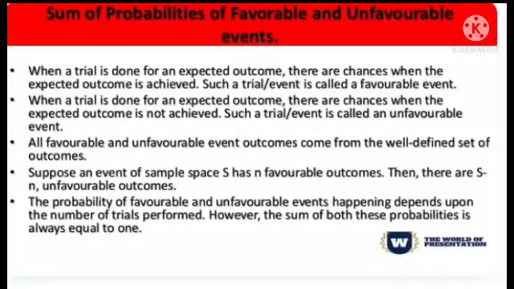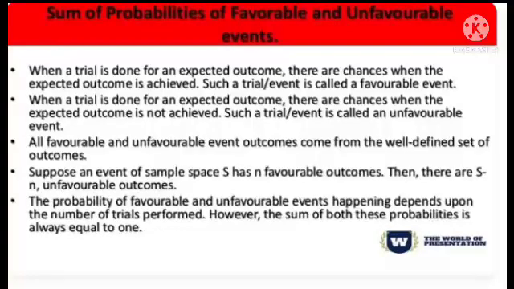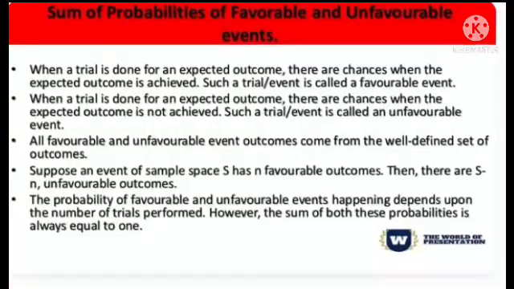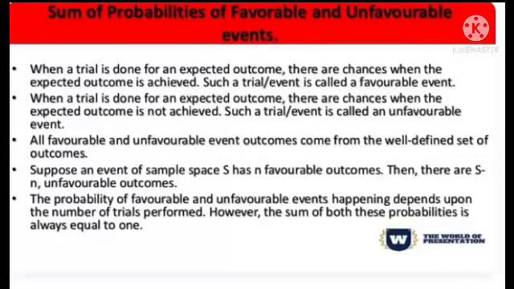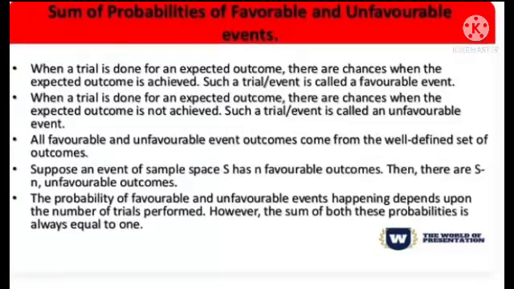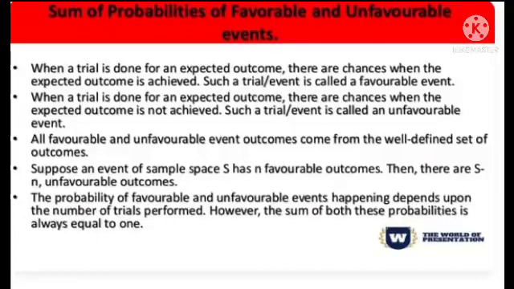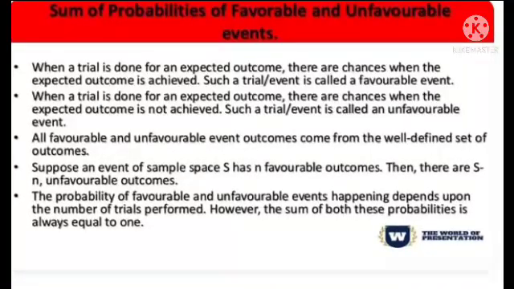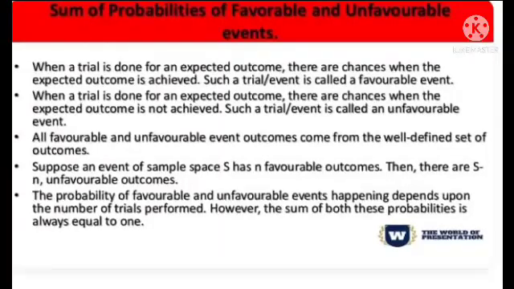Suppose an event of sample space S has n favorable outcomes, then there are S minus n unfavorable outcomes. The probability of favorable and unfavorable events happening depends upon the number of trials performed. However, the sum of both these probabilities is always equal to 1.